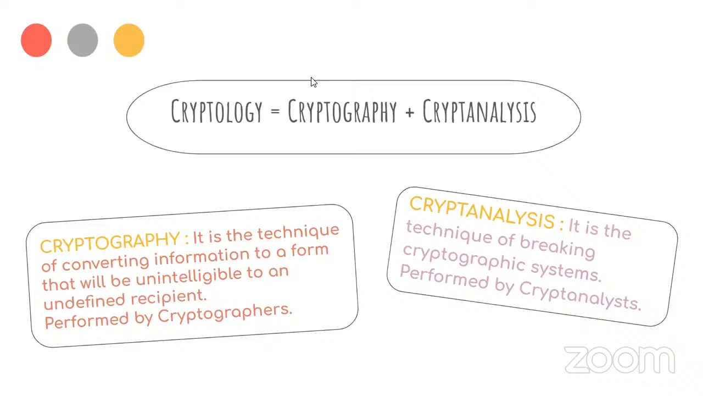So we'll move to the next part. Now we need to talk about cryptology. Cryptology is a combination of cryptography and cryptanalysis. We are definitely here for a session on cryptography, but it's important to know what cryptology in itself is as a subject. Cryptography is the technique of converting information to a form that will be unintelligible to an undefined recipient, and it is performed by cryptographers. Cryptanalysis is the technique of breaking cryptographic systems, performed by cryptanalysts.